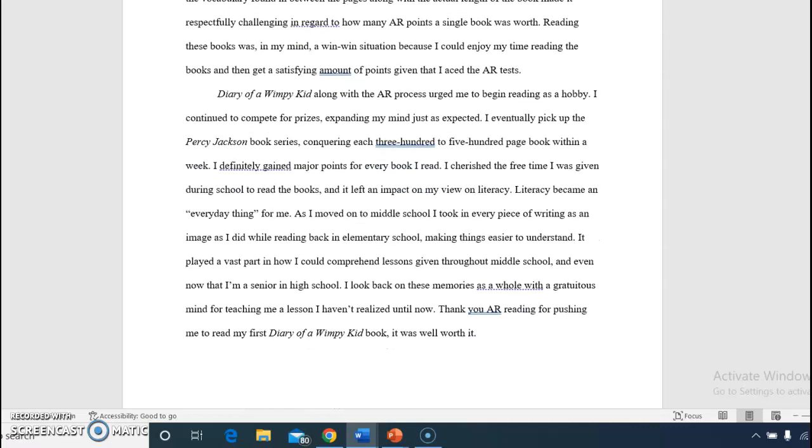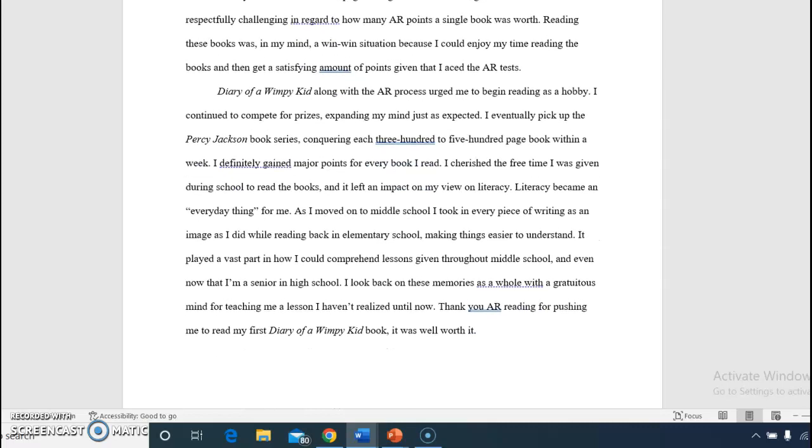But overall, it's not a bad start. This is a really good start. And I really actually like his conclusion paragraph. It's a pretty strong conclusion. It talks about how the Diary of a Wimpy Kid led to Percy Jackson, which led to other books and made him look back on memories as a whole with a grateful mind for teaching me a lesson I haven't realized until now. That is where he discovered the AR really wasn't that bad, because I know a lot of kids crumble about taking AR or other types of reading tests. But in this case, it actually helped him develop a greater love of literacy. And so it wound up being a good thing.